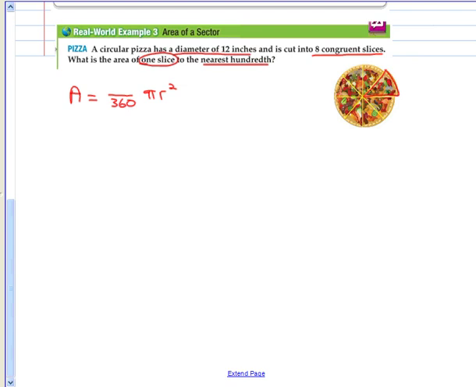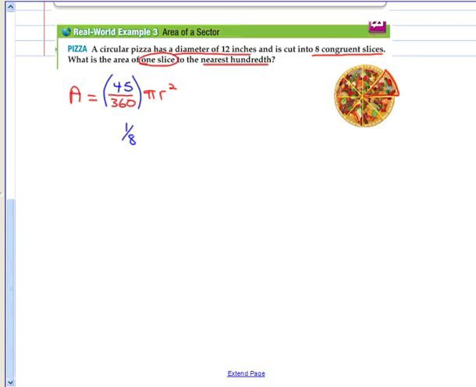How many? 45. Is it 45? You could do 180 divided by 4. You could do 360 divided by 8. You could do 90 divided by 2. 45. 45 out of 360 is what fraction? 1/8. 1/8, which is an easier way of doing this one.